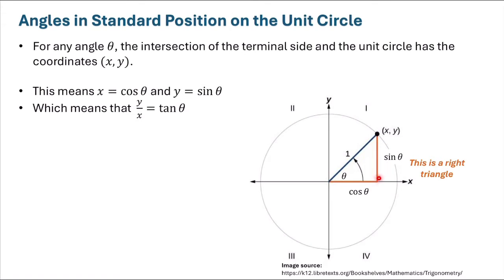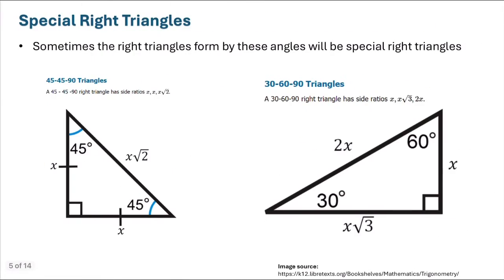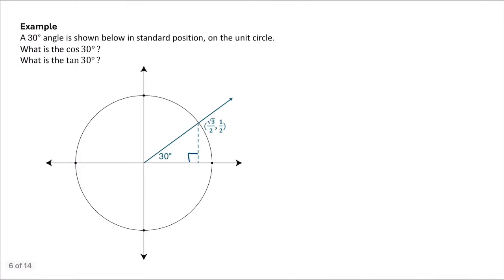Because what happens is this orange triangle that we draw in here that's formed, that's actually going to be a right triangle. So what's going to happen is sometimes these angles will form special right triangles that you heard about back in geometry. So you can have a 45, 45, 90 triangle. So the sides will be x, x, and x times the square root of 2. Or you can have a 30, 60, 90 triangle where the sides will be x, x times the square root of 3, and 2x.